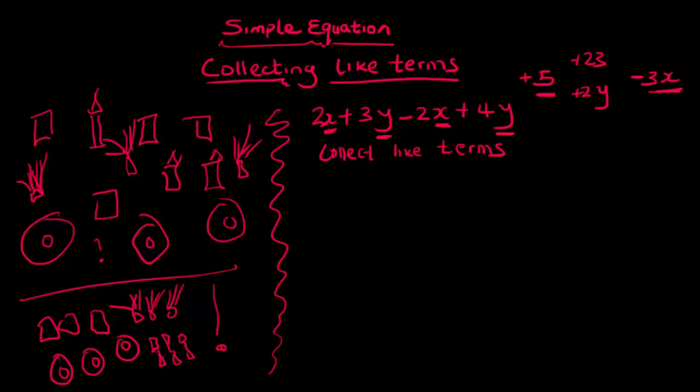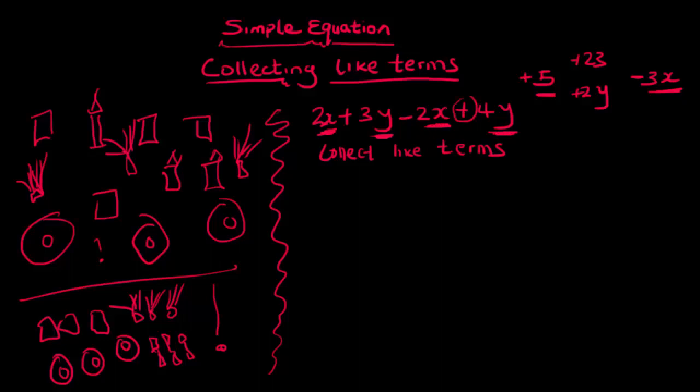Now let's go back to our example. Now, what's the sign of 2x here? Definitely plus, because nothing is in front of it. What's the sign of 3y? Plus. What's the sign of the second 2x? Minus. What's the sign of 4y? We've got plus. Now let's rearrange.